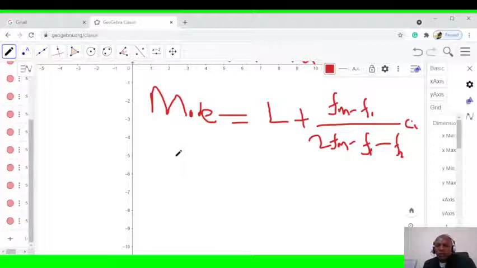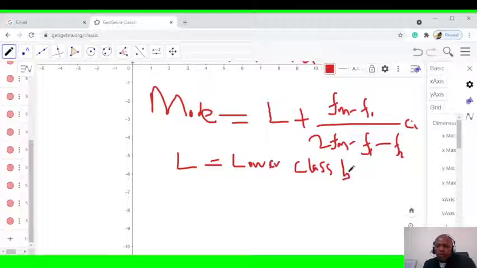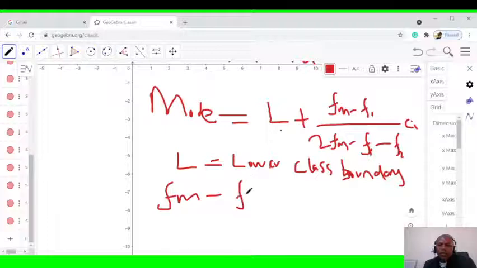So we are saying this L stands for the lower class boundary. Then FM will stand for the frequency of the model class.